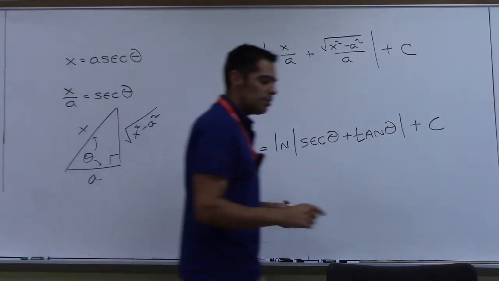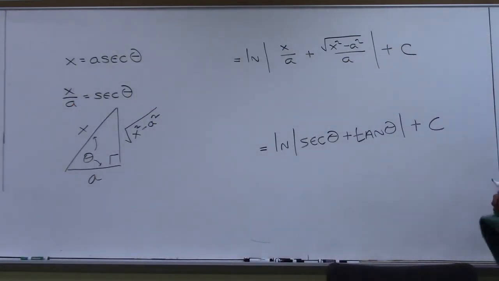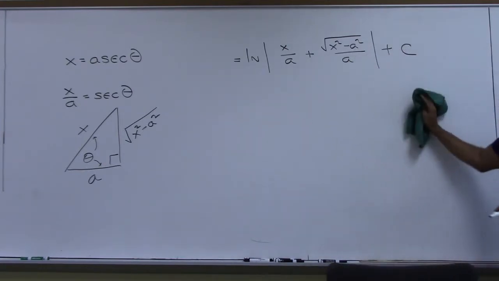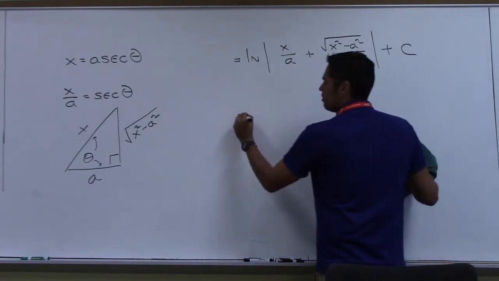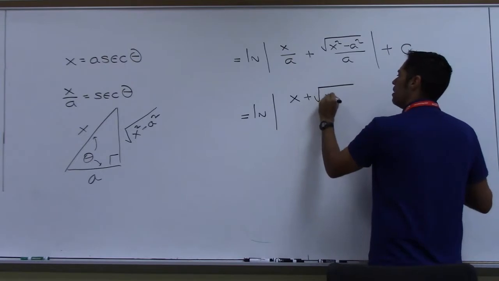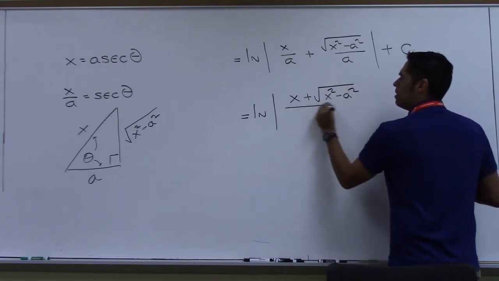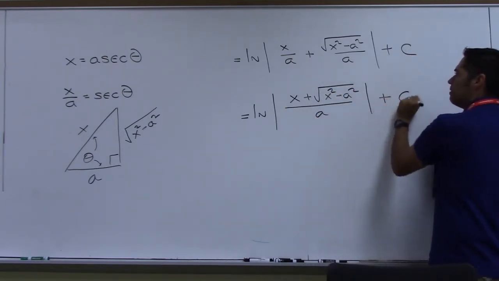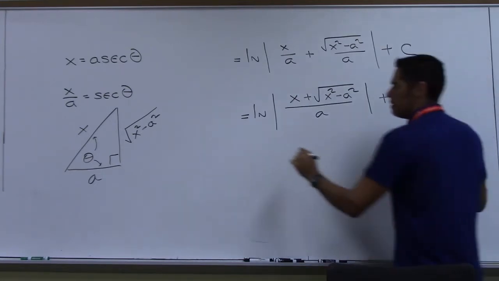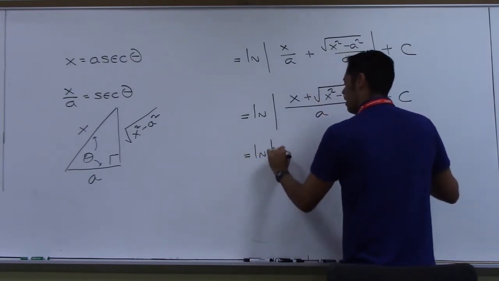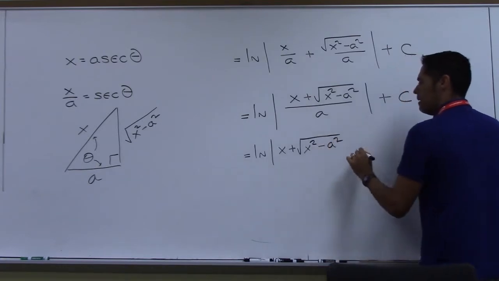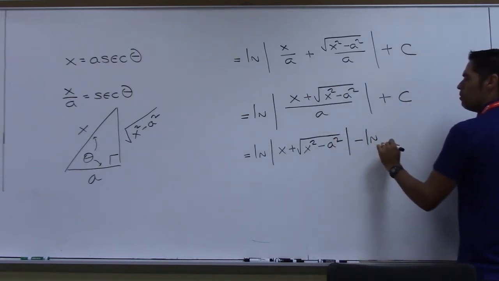Now, I want to show you something, because that is correct, and you could box that, and you'll get full credit on an exam for that. But if you were to look at the book, it would have a slightly different answer, and I want to show you why. They would realize that you have the same denominator there, right? So you could put those two together like that. And then they would write this: natural log of x plus the square root of x squared minus a squared, and then minus natural log of what?